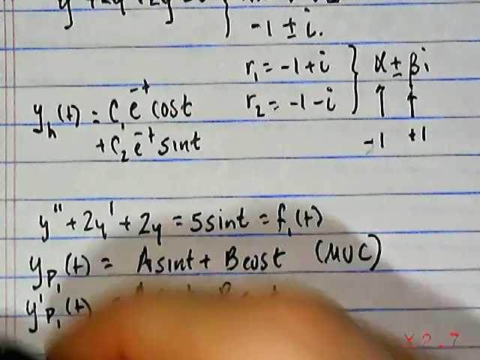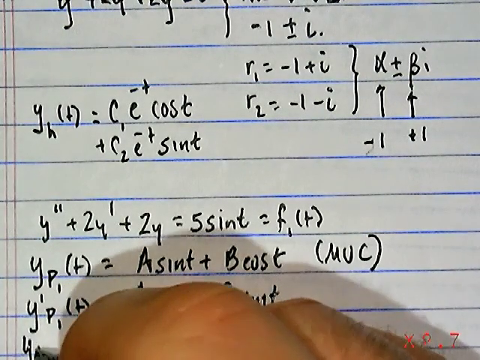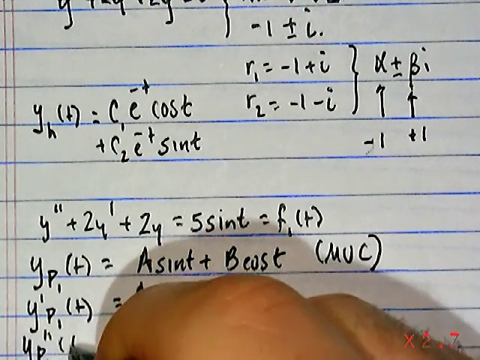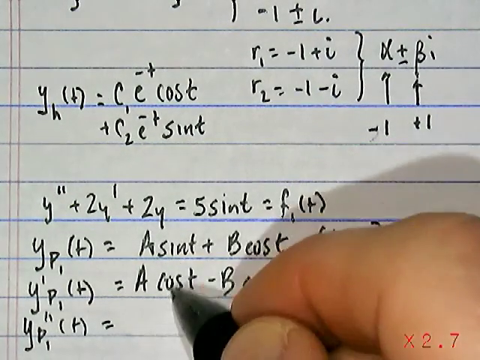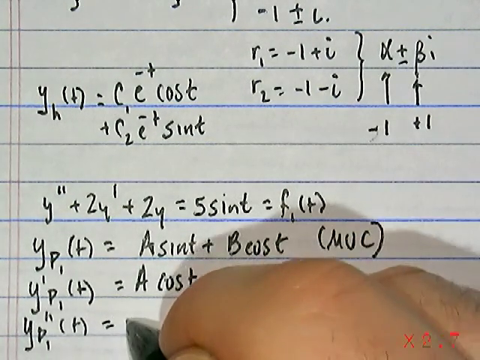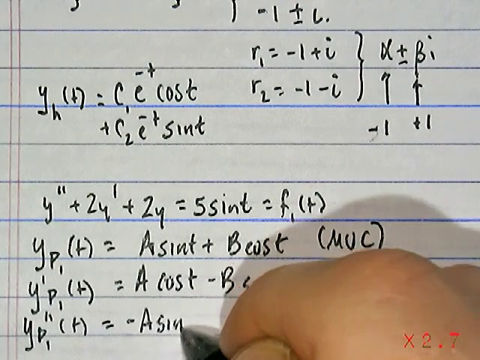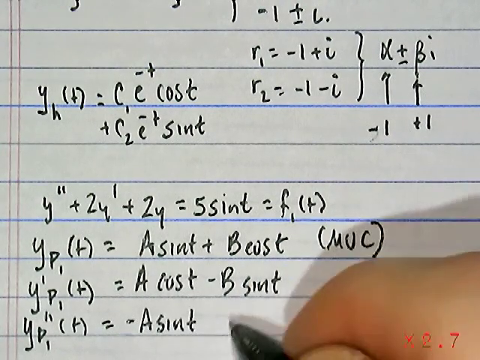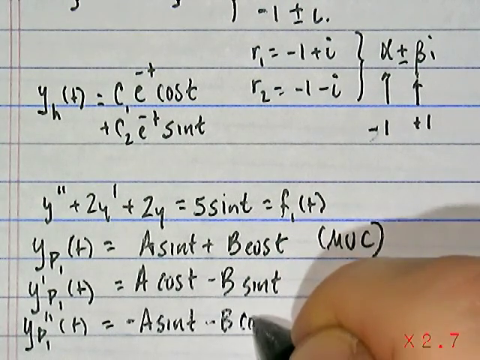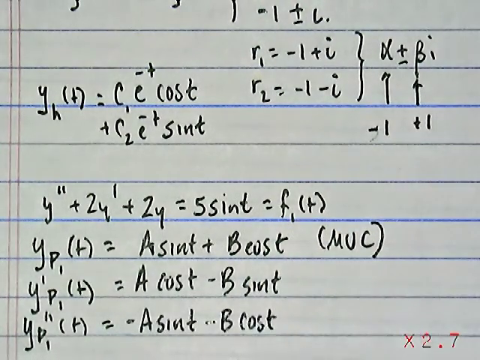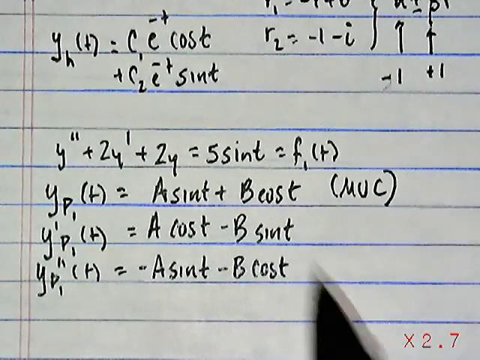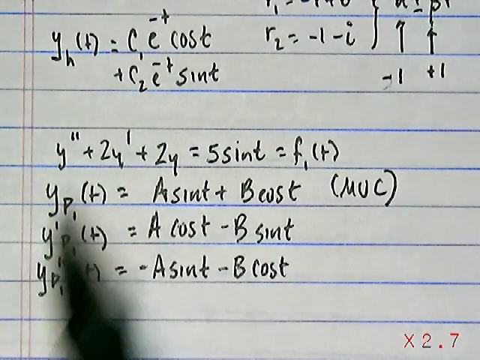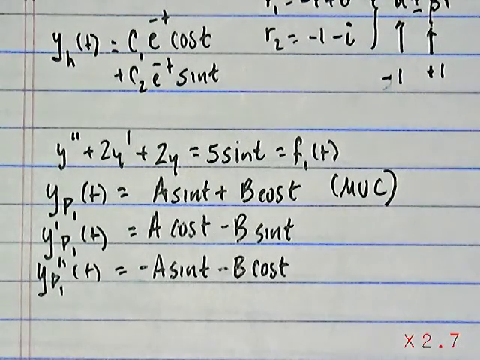And again, you need to go ahead and do one more derivative, y sub p1 double prime of t. Taking now the derivative of the first derivative, derivative of cosine is minus sine, so you're going to get minus a sine t. Derivative of sine is cosine, so you're going to get minus b cosine of t. And again, what we do with the method of undetermined coefficients is we now plug these expressions into the left-hand side and set it equal to that 5 sine t.